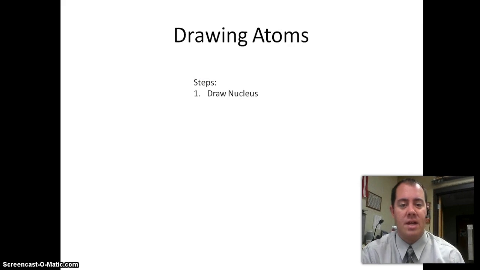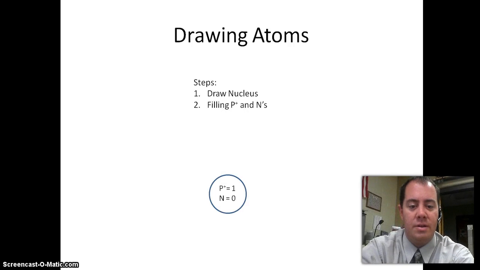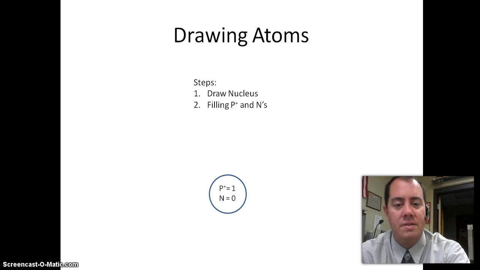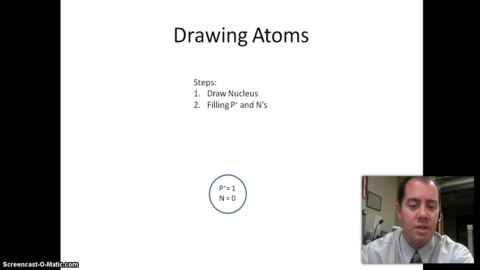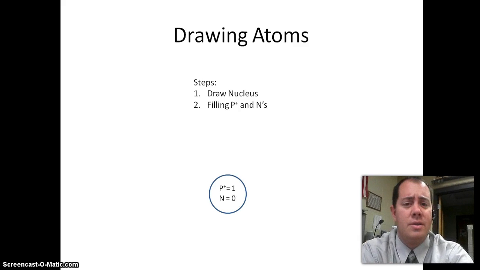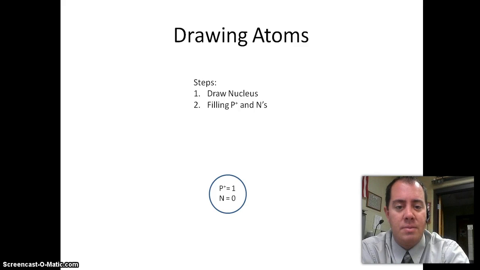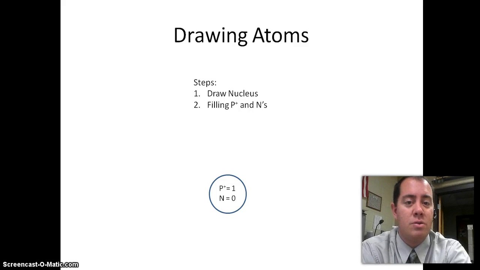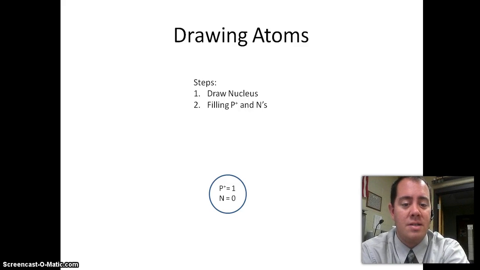So to draw an atom, first step, we're going to draw a nucleus. So here's your nucleus in the bottom. Second step is to fill in the number of protons and the number of neutrons. We're going to use hydrogen as our example. Hydrogen has 1 proton and 0 neutrons. Remember, because the atomic mass of hydrogen is 1.00794, we round that to the nearest whole number, which is 1. And so we know that the mass number for many hydrogen atoms is going to be 1. Neutrons is going to be equal to your mass number minus protons. So 1 minus 1 gives you 0 neutrons.